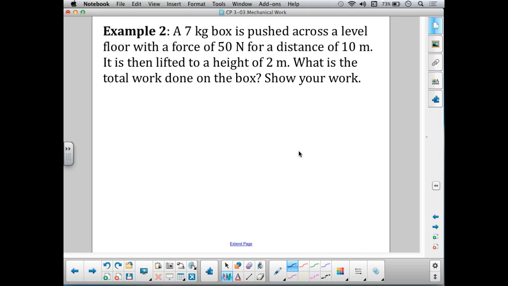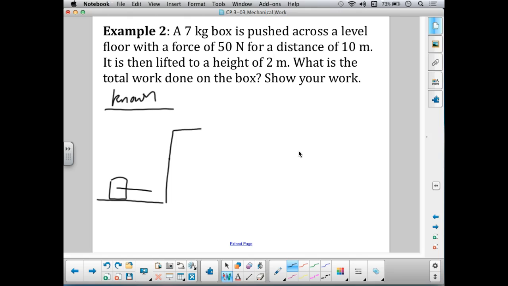Okay, in this case, it's really going to help us if we draw the problem properly. So I'm going to make a little shelf because I know this object is going to be lifted to a height. I have a box down here on the ground.